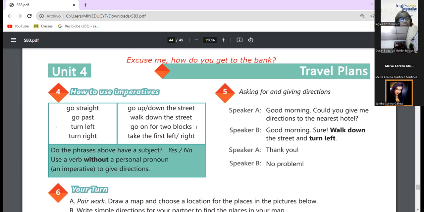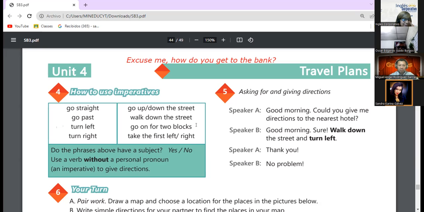Go on for two blocks. Okay, what do you understand when you say blocks? Cuadras, okay. So go for one block, only one block. Two blocks, three blocks, okay. The blocks finish on the corner, remember.